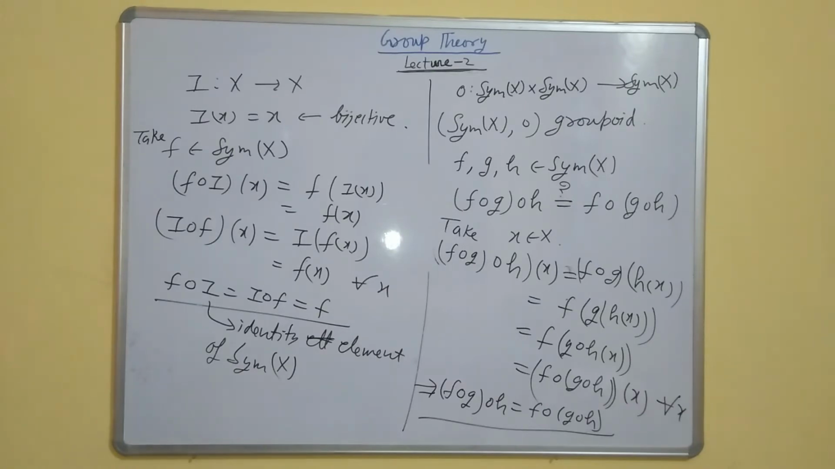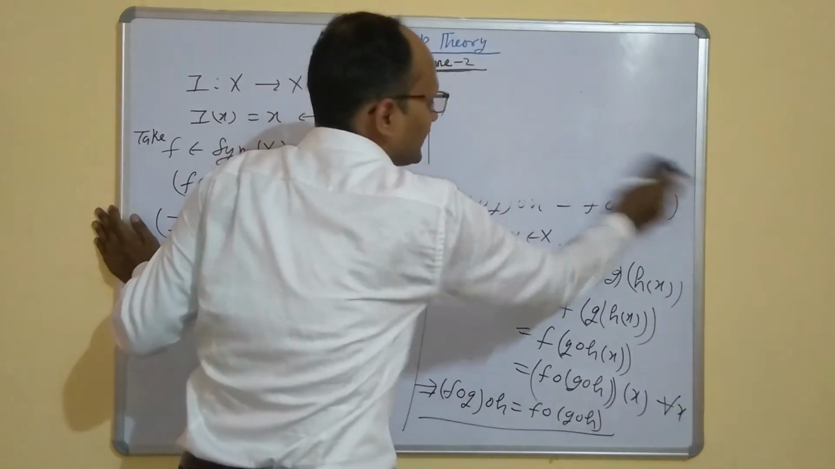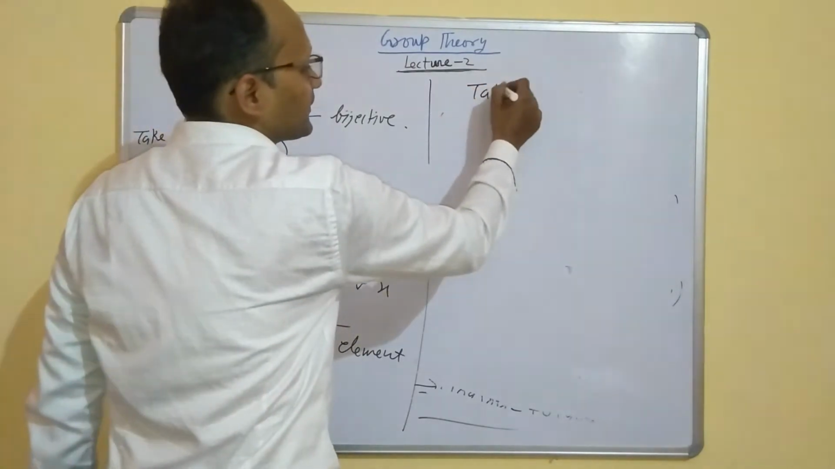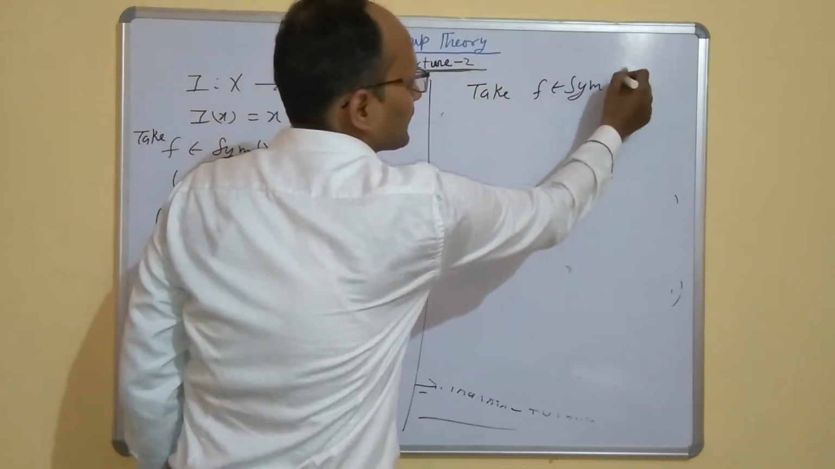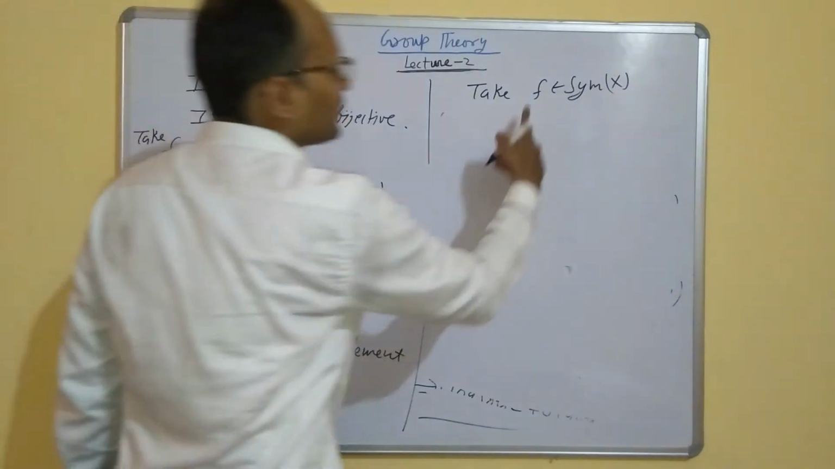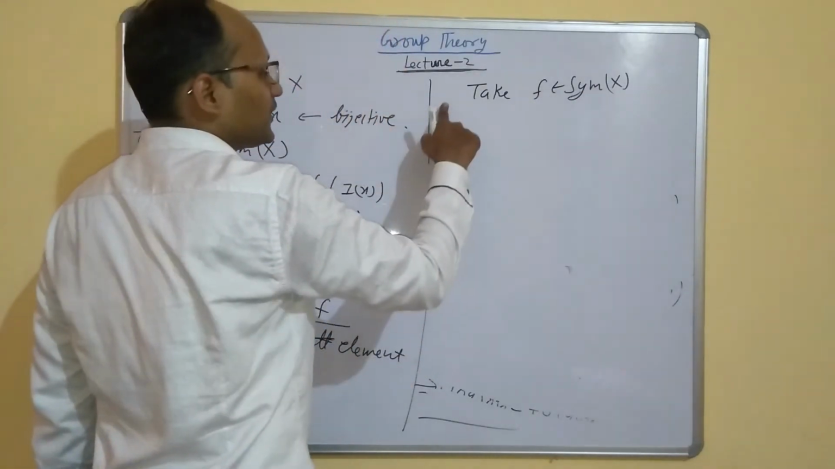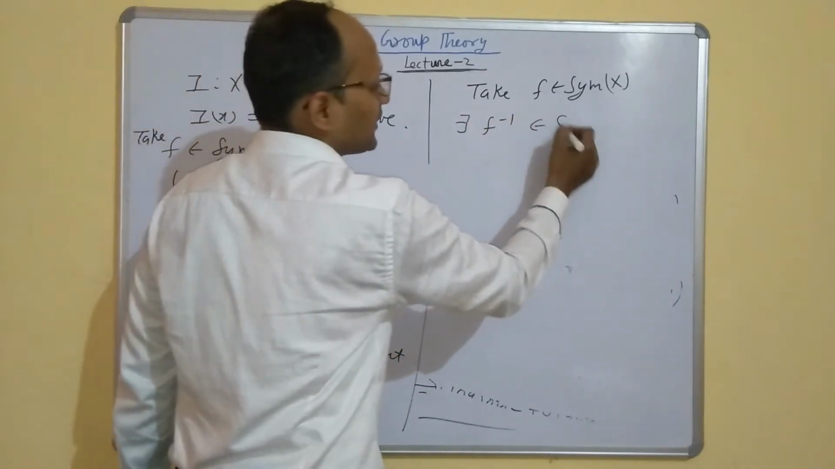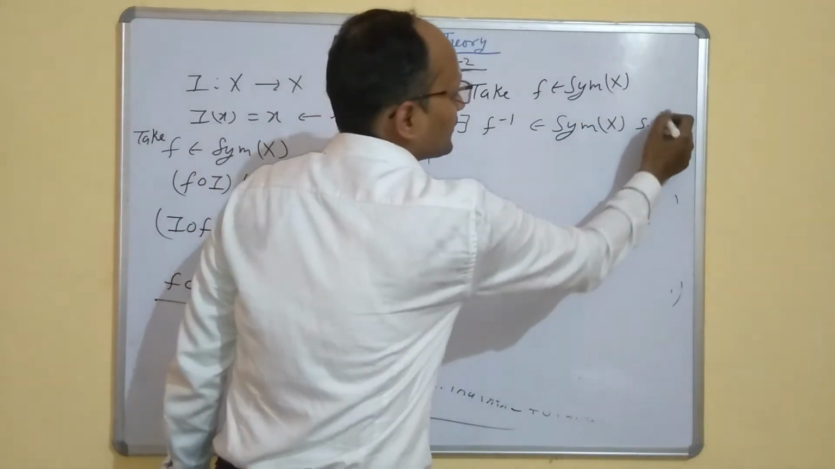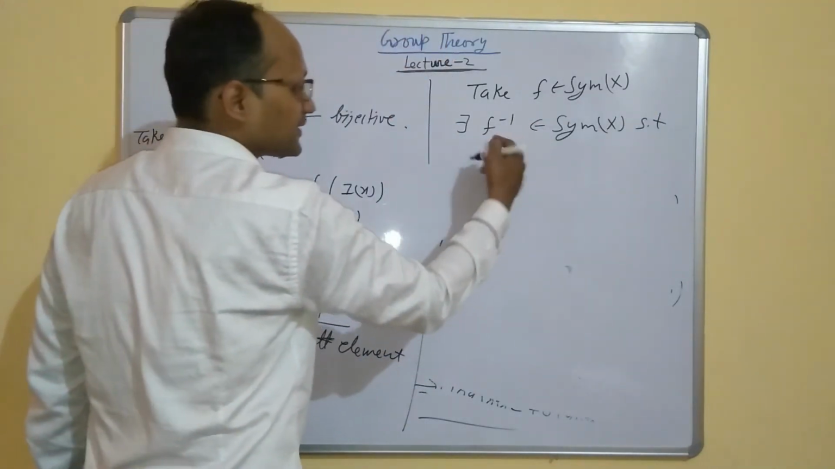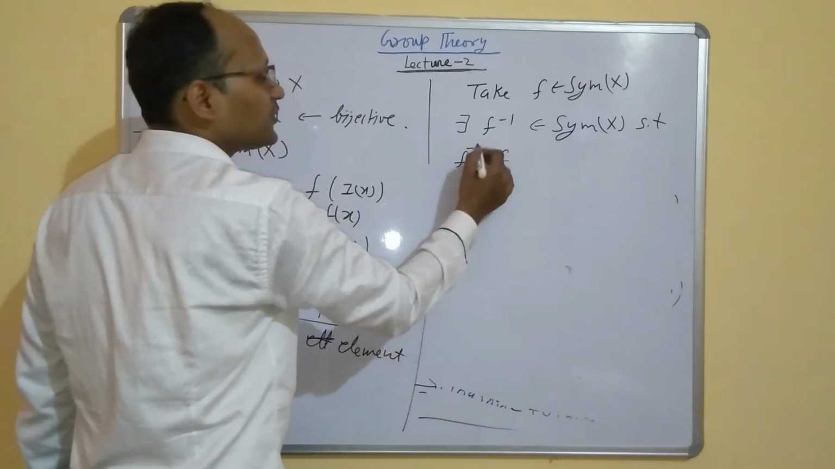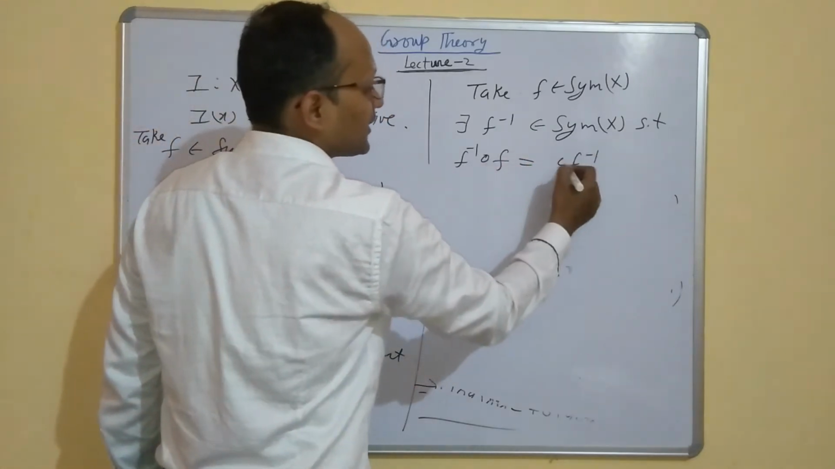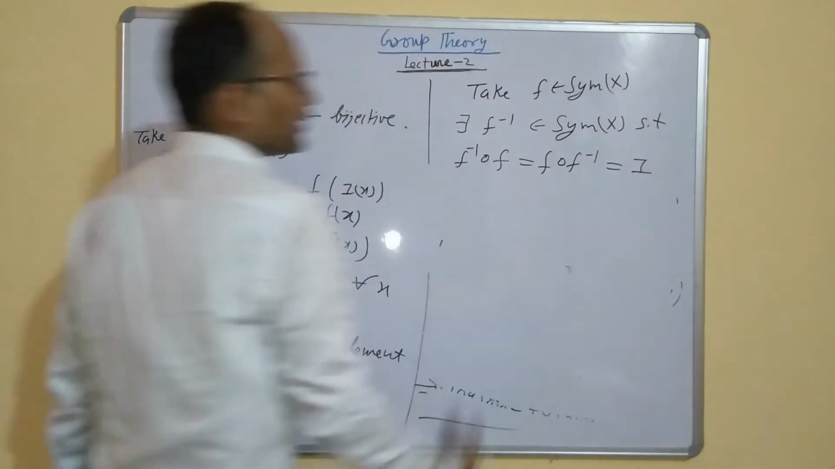So for taking inverse, take any element f in Symmetric. Then because f is a bijective map, there exists a map f inverse in Symmetric such that, by the definition of bijection of map, whenever you compose f with f inverse, you will get the same thing as f inverse with f, and that is equal to identity.